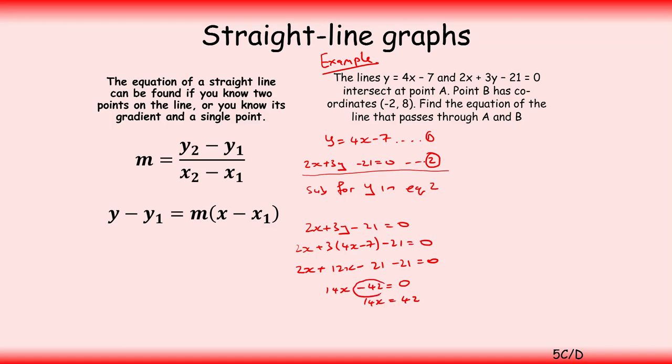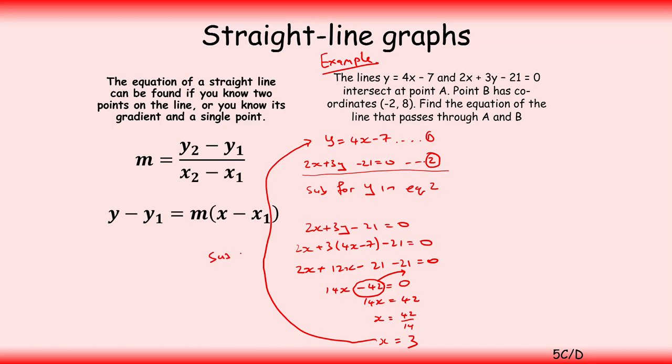That's minus 42 on this side, becomes positive on that side. So x is equal to 42 divided by 14, which means that x is equal to, how many times is 14 going into 42? Could that be 3? So that's my x value. How do I find the y value now? To find the y, I sub 3 for x in that equation.